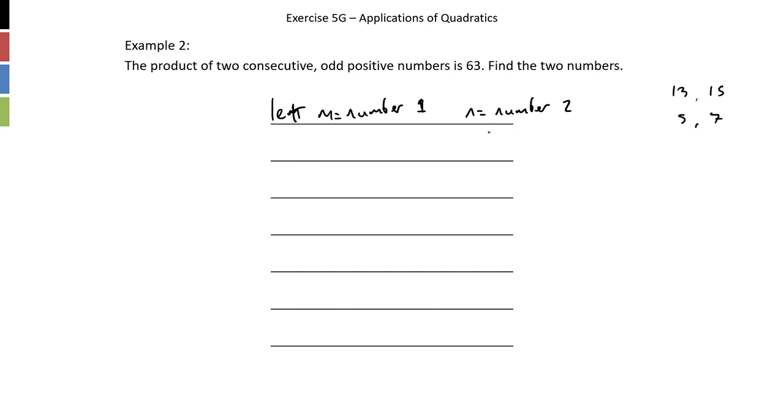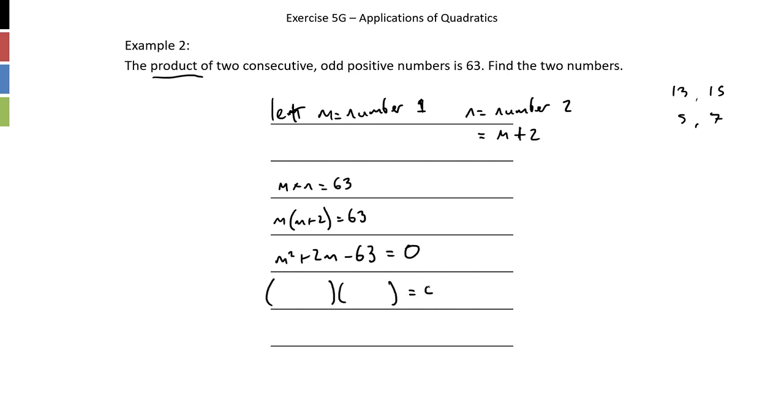Now the thing about n is going to always be m plus 2. They are consecutive odd numbers. So we know, we're told the product, so m times n equals 63. We can write that as m times m plus 2 equals 63. We get m squared plus 2m minus 63 equals 0. We can factorize this via inspection.